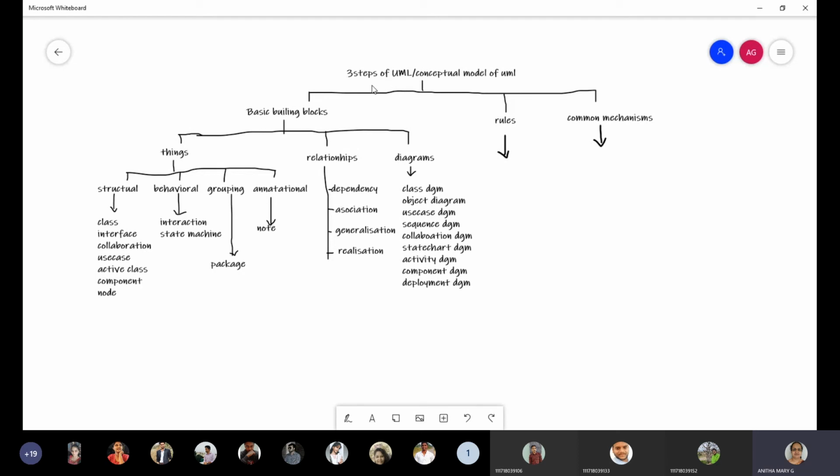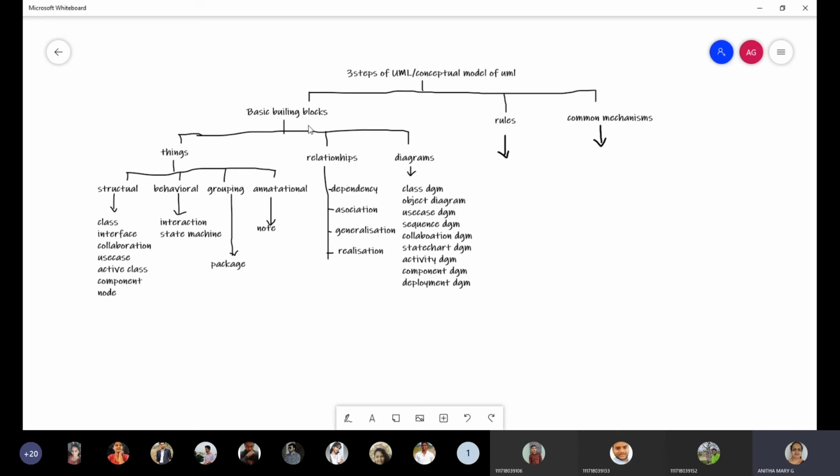So we have started with the 3 steps of UML, which is also called the conceptual model of UML. The question can be asked in any way, but from this you are definitely going to get one question from unit 1. So these 3 steps are the conceptual model. What are they? Basic building blocks, rules and common mechanisms.